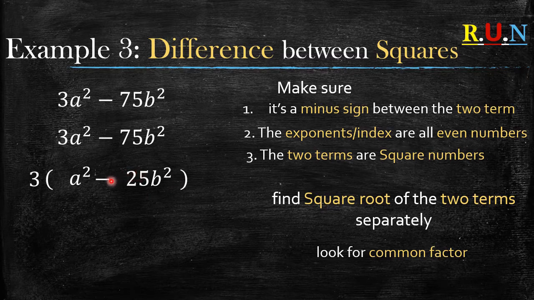So what do we do from here? Let's go back to our rules. Is the minus sign between this? Yes, there's a minus sign. The exponents, are they still even? Yes, they are still even.